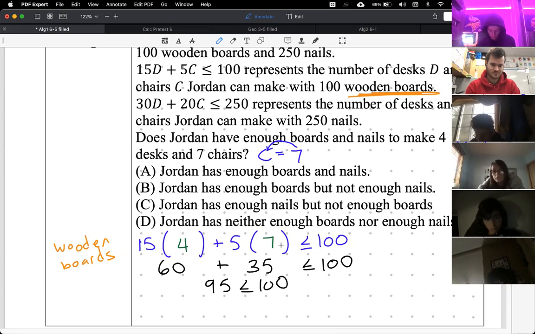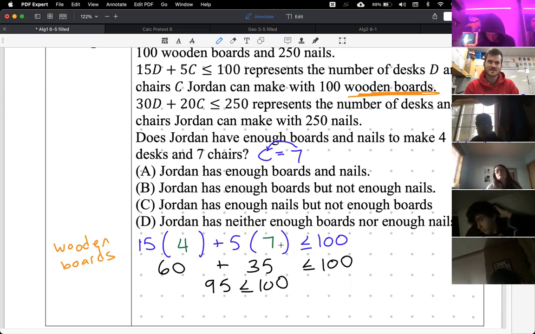This shows that he does have enough boards and nails to make 100 wooden boards. Wait, yeah, wait. No, this shows that he has enough to make. Never mind. I don't know.